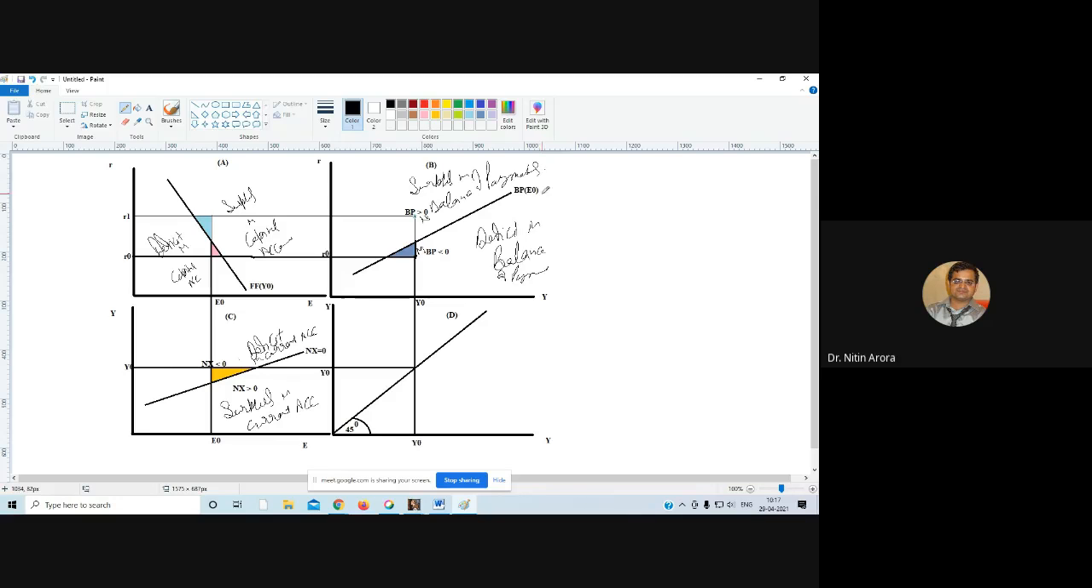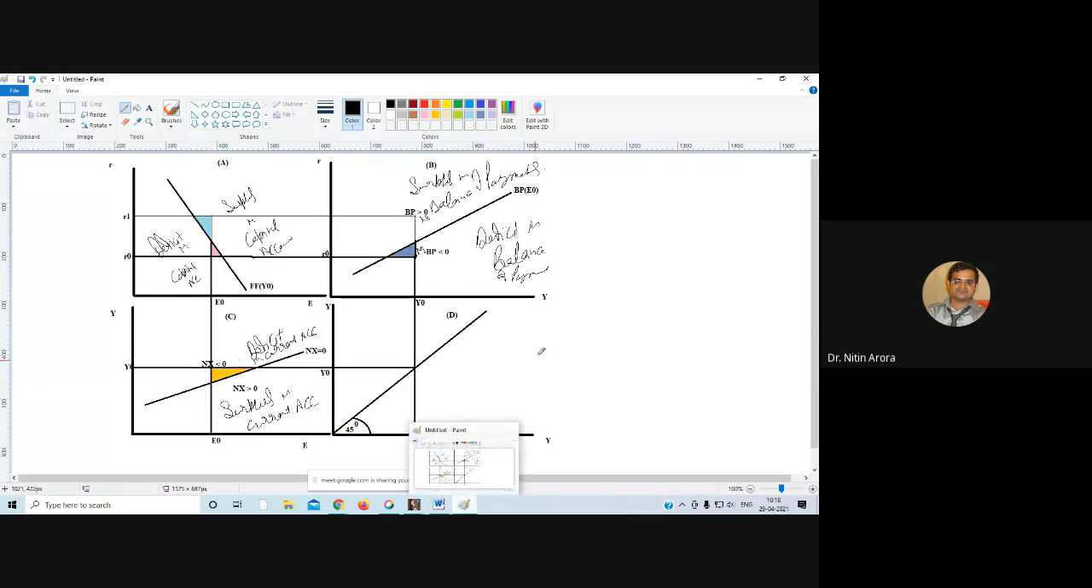This is the four-panel diagram representing the situation of a BP curve. Why there arises deficit to the right of BP curve, why there arises surplus to the left of BP curve, right?